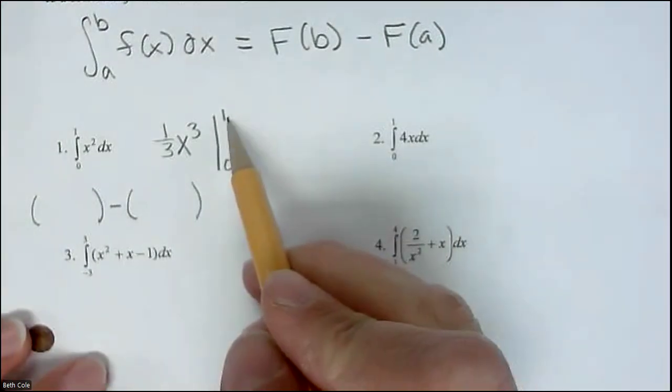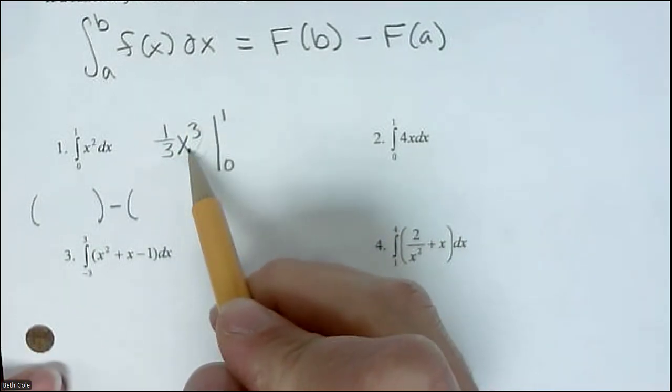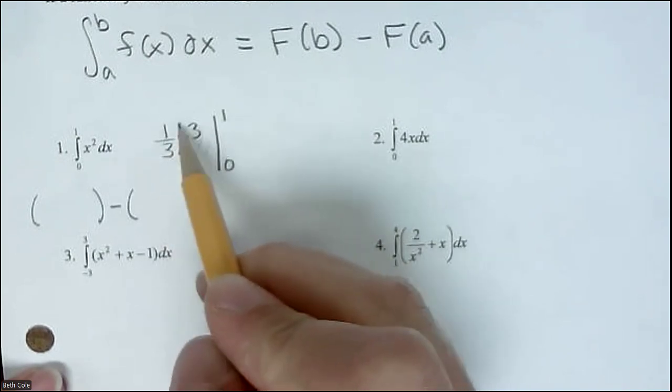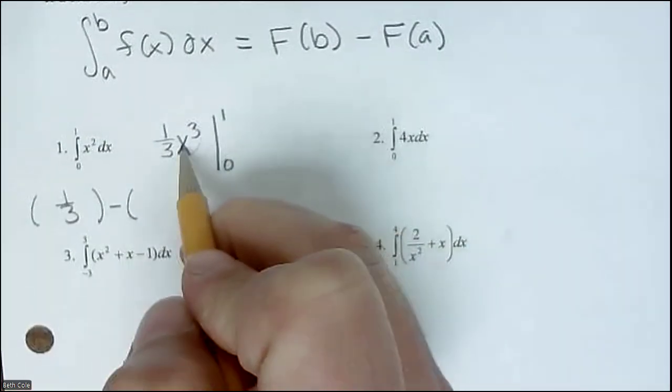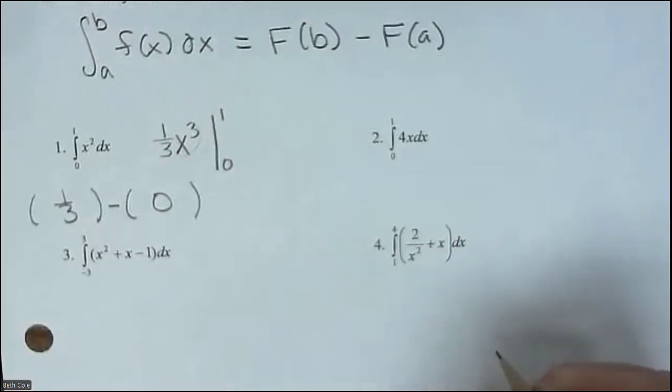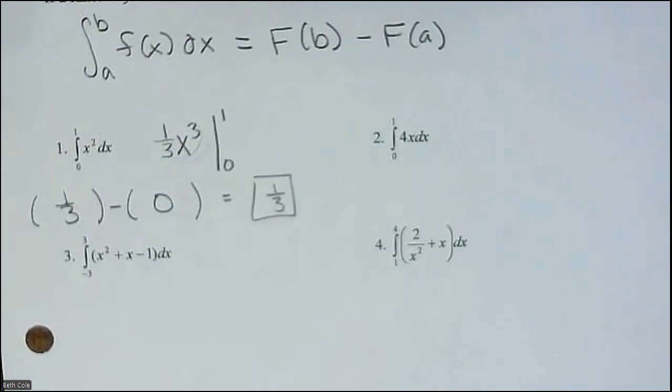So if you plug in 1 to this, you're going to plug in your upper boundary. What do you get? If you plug in 1 to your antiderivative, 1/3, good. And if you plug in 0, you get 0, and the answer is 1/3, which we did back with the Riemann sums.